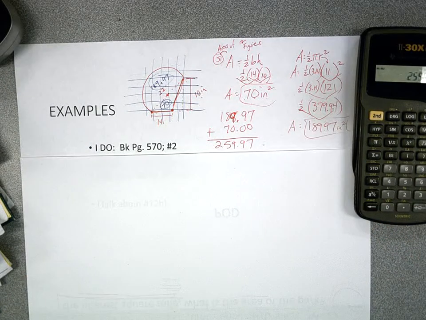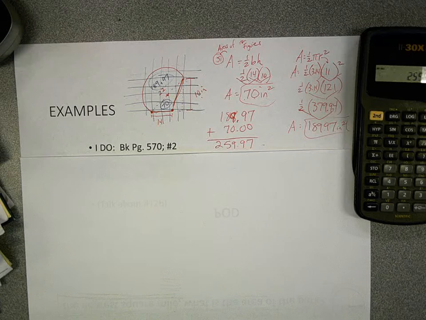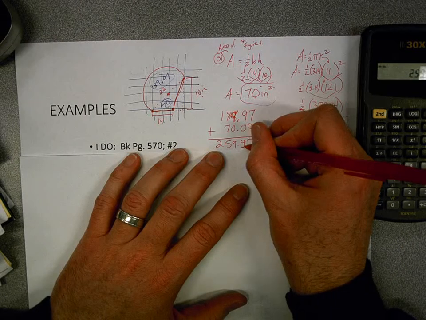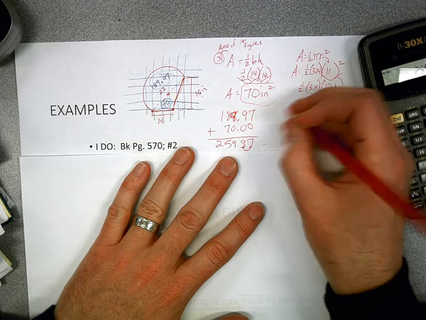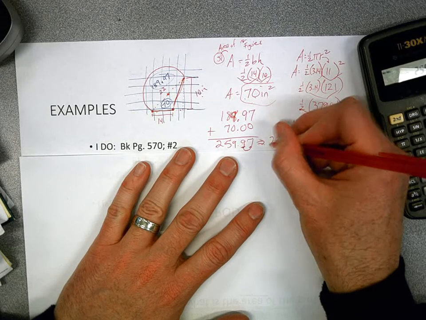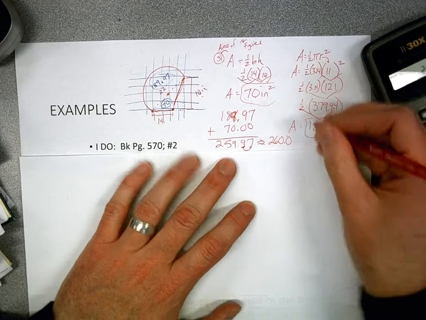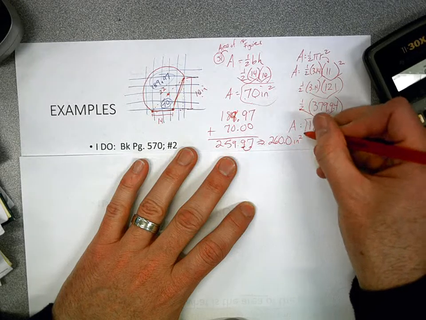If I take a look, let me reread the directions. Round to the nearest tenth. That 7 makes that 9 go up to a 10, of course, it carries over. So rounding would be 260.0 square inches.